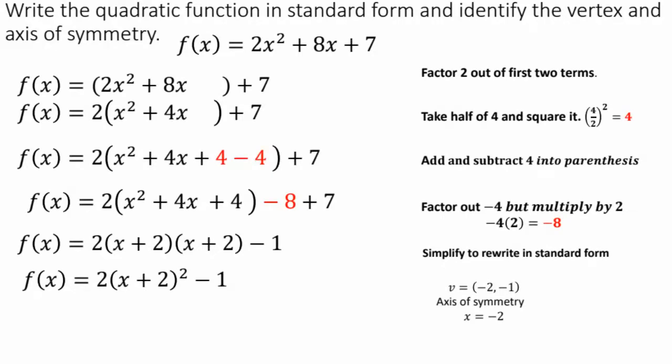And we like this form because just by looking at it, we can see what that vertex is. Since we have a plus 2, this graph got shifted 2 units to the left, 1 unit down. So my vertex is -2, -1. Okay? And the axis of symmetry is equal to x equals negative 2. Our axis of symmetry will always be the x value of our vertex.